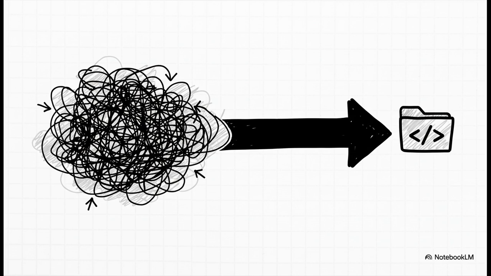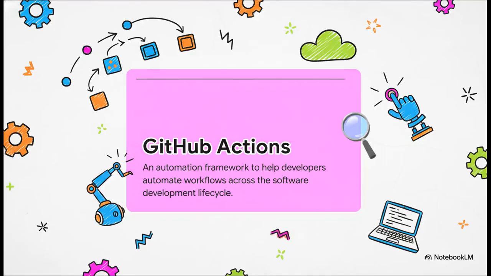So what if you could just reclaim all that lost time? What if you could automate all of that stuff away with a tool that's already living right where you do all your work anyway? Well, good news. There is a much, much better way. And that better way is GitHub Actions.